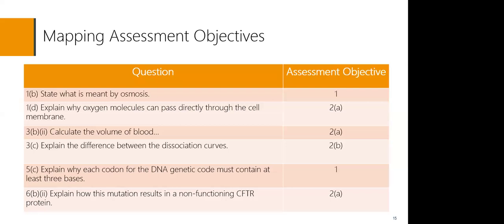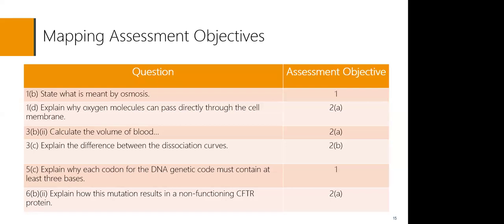Explain why each codon for the DNA genetic code must contain at least 3 bases. Although this is an explain question, it is AO1, because from the specification, candidates are required to understand the nature of the genetic code. So in answering this question, candidates are demonstrating their understanding, so the correct assessment objective is AO1.